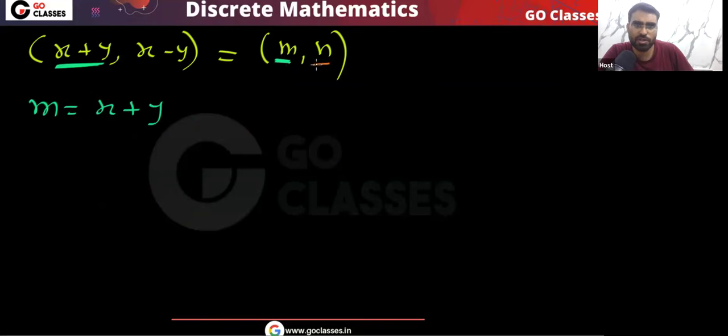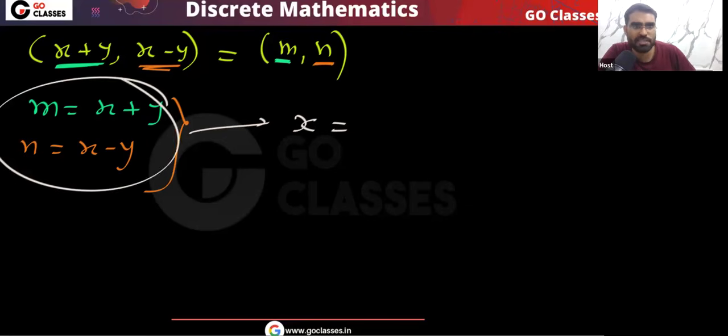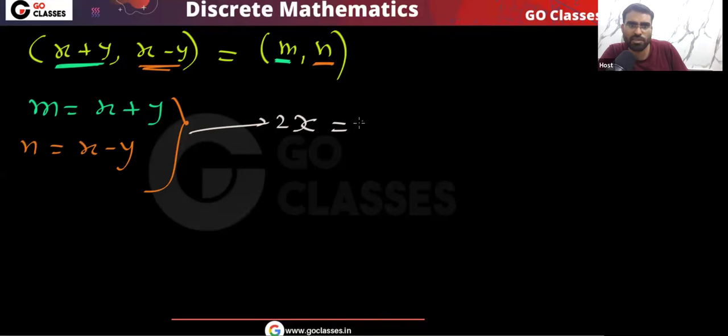N is equal to x minus y. From here, what is x? Just solve these equations. If you add these two equations, you will get 2x equal to m plus n. So here x will be (m plus n) by 2.